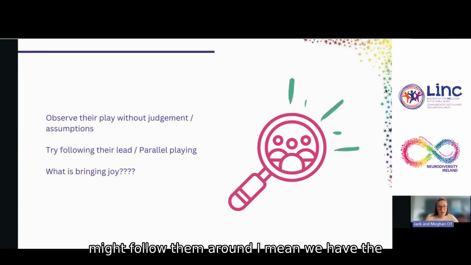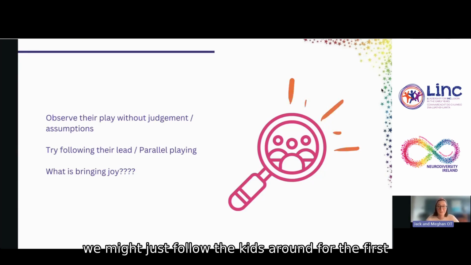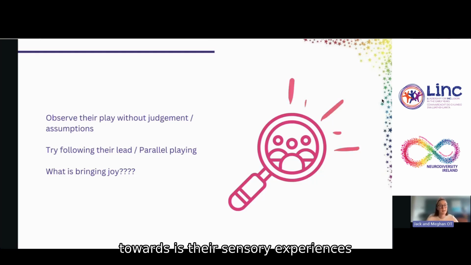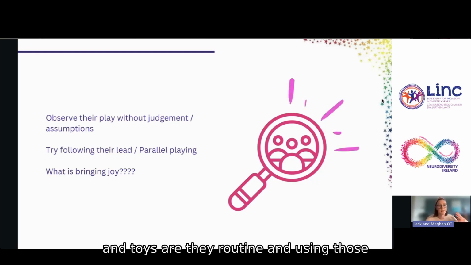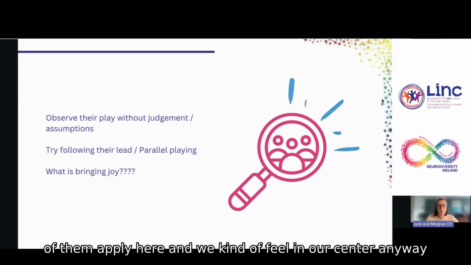We might follow them around. We have the benefit of a big centre where we work, so we might follow the kids around for the first few sessions, on and off, to see what they gravitate towards. Are there sensory experiences that they gravitate towards? Are there specific items and toys? Are they routined? And using those understandings that I talked about already about neurodivergent play, and see if any of them apply here.